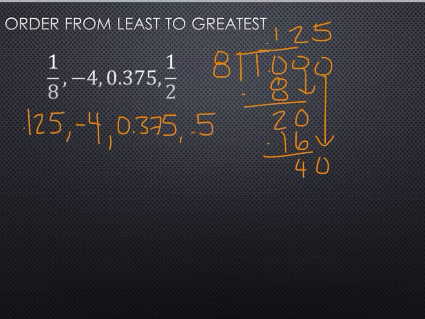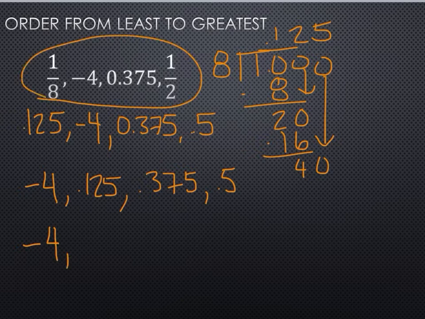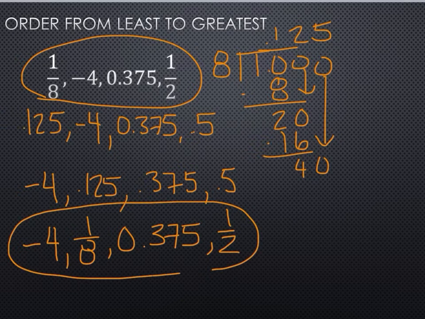Now we need to order from least to greatest. My smallest number is negative 4, followed by 0.125. I'm going to write it like that. Alright. Then we have 0.375 followed by 0.5. Our final answer, though, needs to be written just as they wrote it right here. So negative 4, 0.125 was written as 1/8, 0.375, and 0.5 was written as 1/2. So that is my final answer.